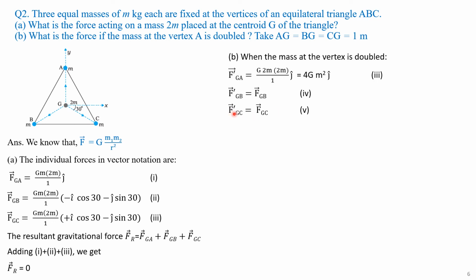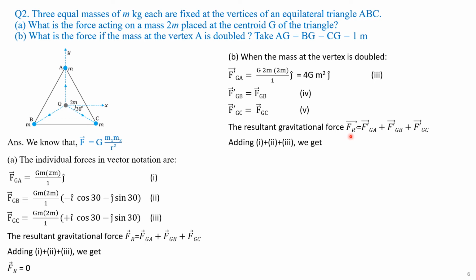Therefore, F dash GC will be equal to FGC. The resultant, if we add F dash GA plus F dash GB plus F dash GC, is the new FR. Therefore, adding 1 and 2, we get F dash R is equal to 2G into M square into J. That is the answer.